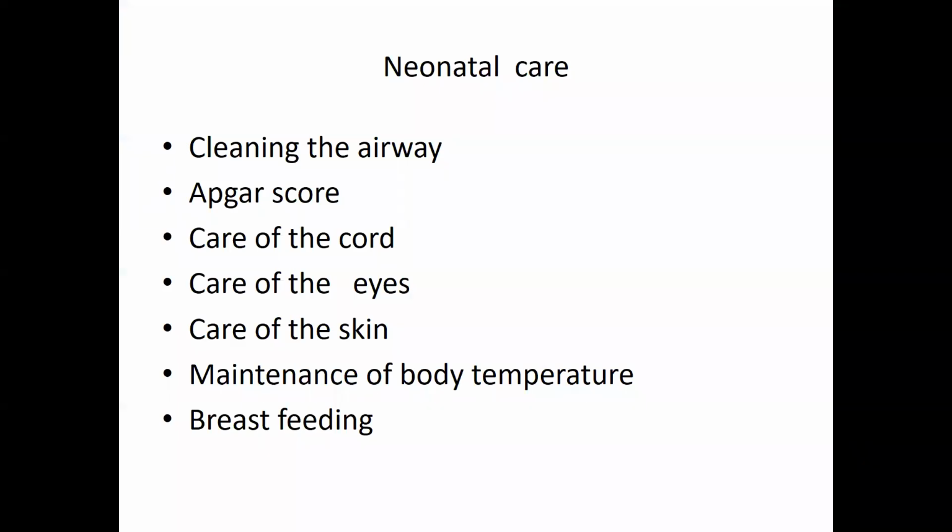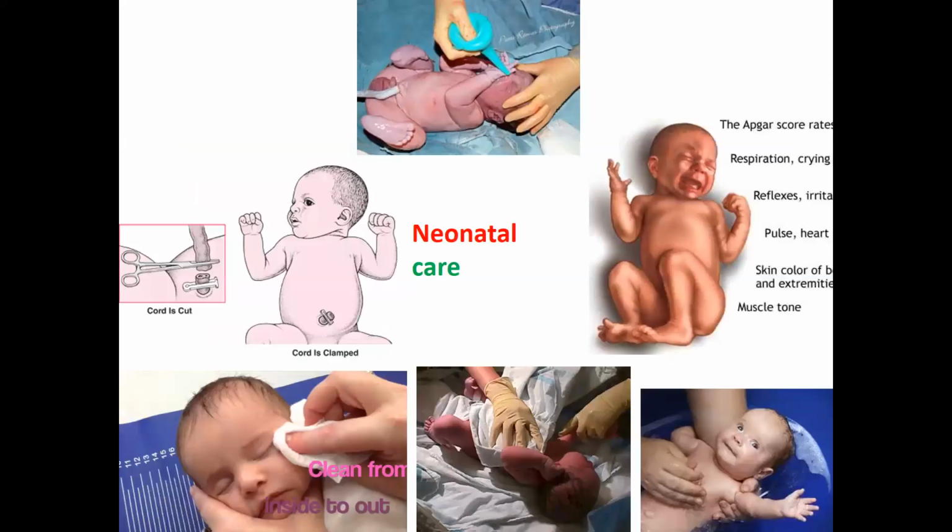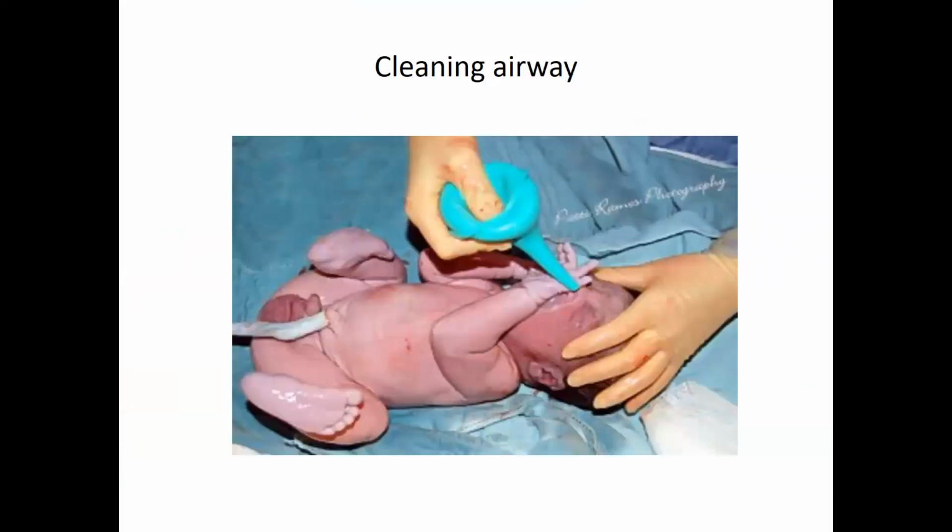Okay. The neonatal care: cleaning of the airway, Apgar score, care of the cord, care of the eyes, skin, body temperature maintenance, and then breastfeeding. So what are the cares that we should provide? We have talked about it. Cleaning the airway, so we have to clean the airway.